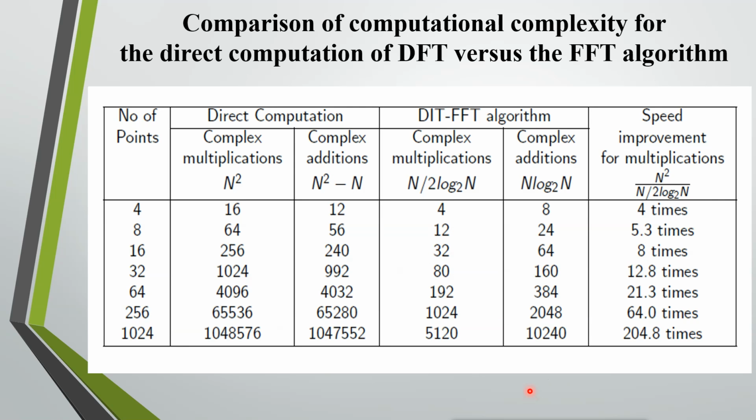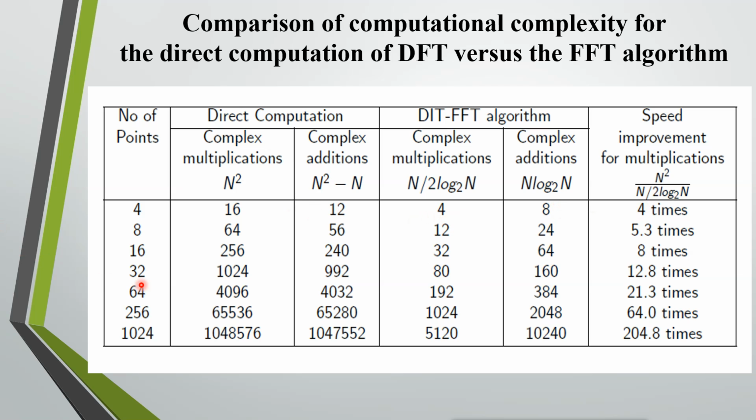Number of points, direct computation: number of complex multiplications, complex additions. In DIT FFT algorithm: complex multiplications and complex additions. Last, find speed improvement for multiplication. First, let us take the number of points as 4. Complex multiplication is 16, complex addition is 12 in DFT. But in DIT FFT, complex multiplication is 4, complex addition is 8. The speed improved to 4 times.